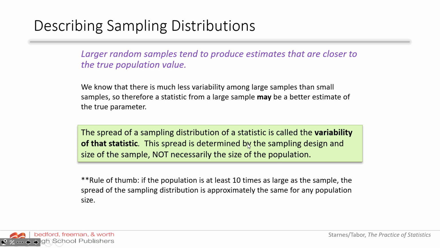So a quick rule of thumb, if the population is at least 10 times as large as the sample, the spread of the sampling distribution is approximately the same for any population size. And again, we're going to talk more on this.